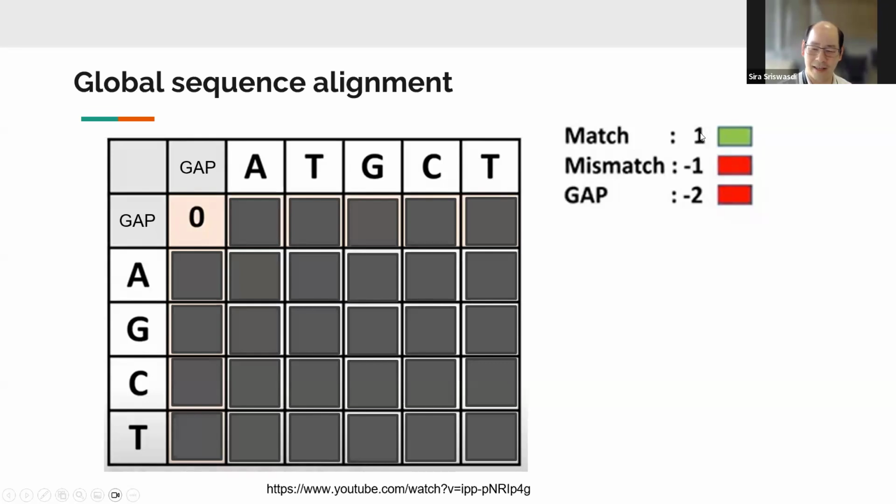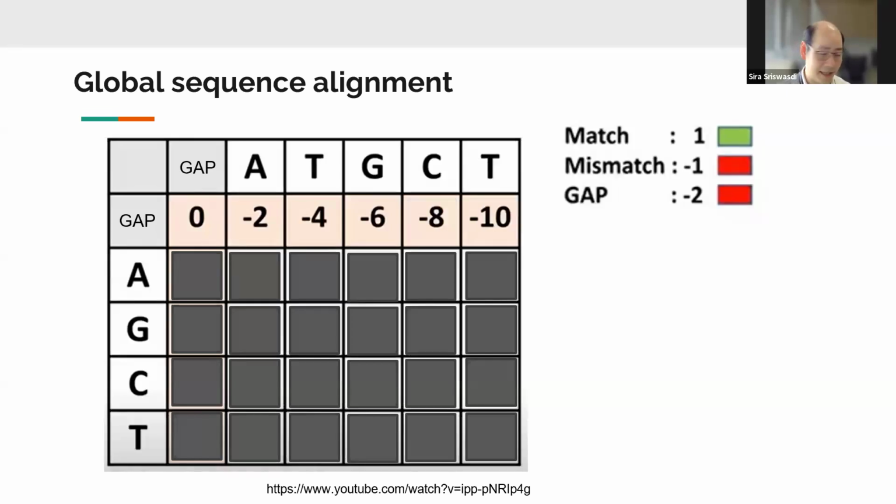Let's see how we do the alignment using this kind of scoring agreement. So from 0 at the top, if we go to the right, this means that we align A from the top sequence against a gap. So this means insertion or deletion. If we further align T to the gap, this means we have 2 insertions, 2 deletions. G also, 3 insertions, 3 deletions. So we can fill the scores: -2, -4, -6, -8.